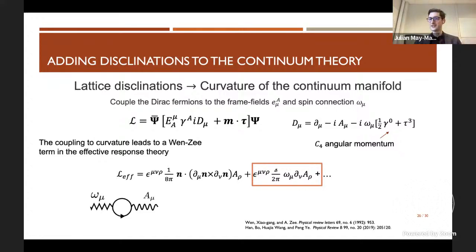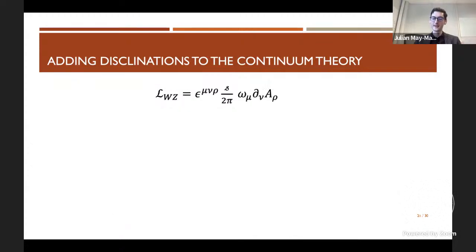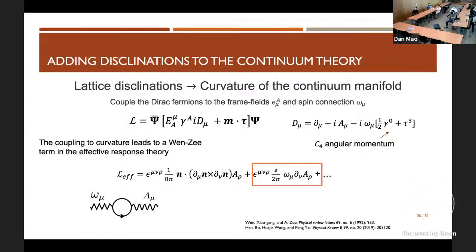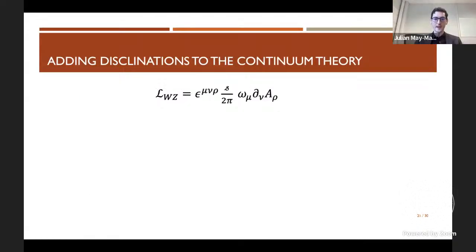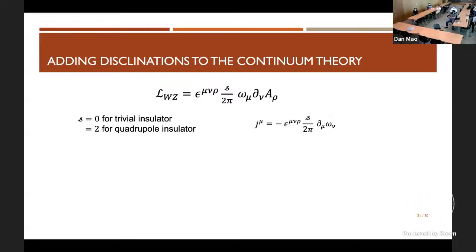In the diagrammatic expansion, this term corresponds to this following one loop diagram between omega and A. Whoops. And now the question is, how do we actually understand this from the perspective of the quadrupole insulator? So the first thing we note is that this coefficient S out front is going to be 0 for a trivial insulator and 2 for our quadrupole insulator.